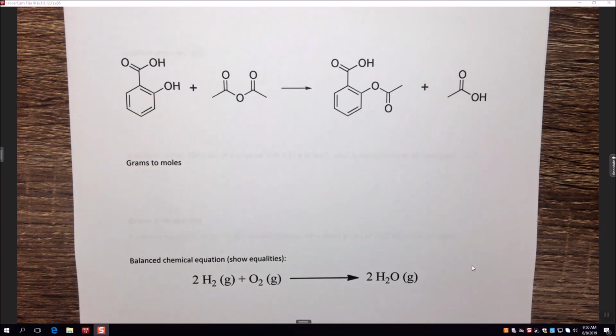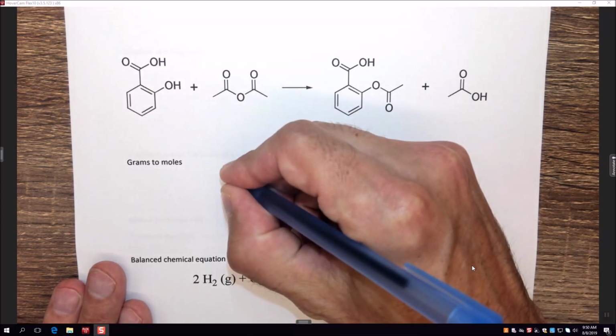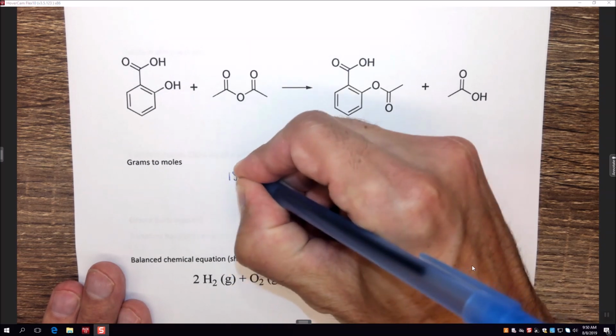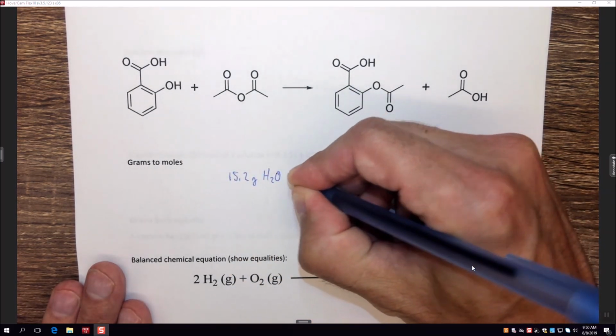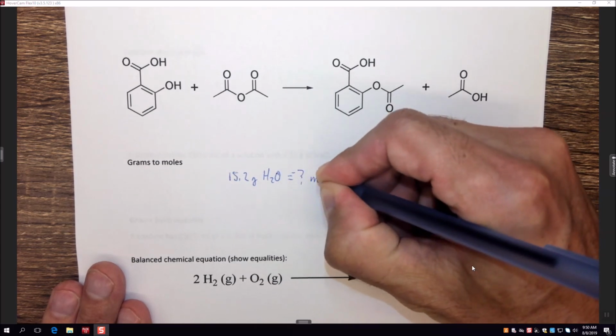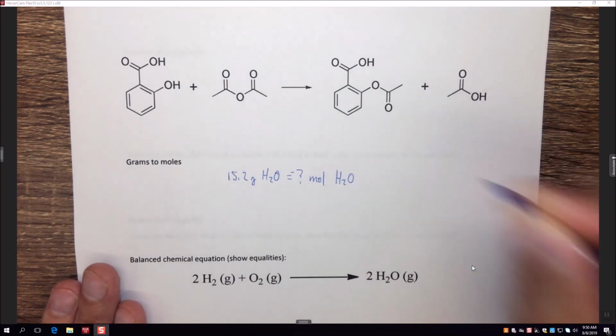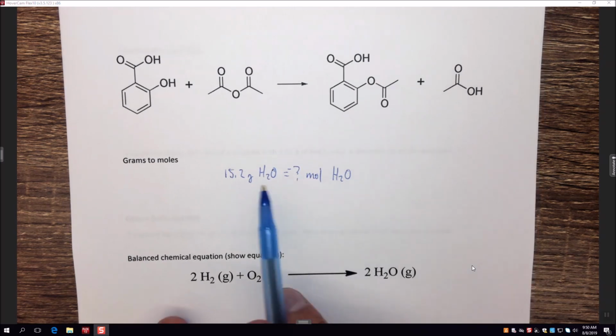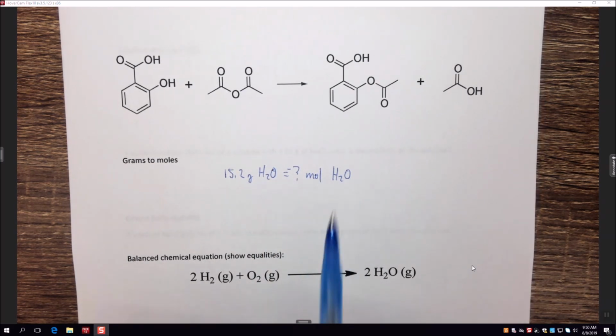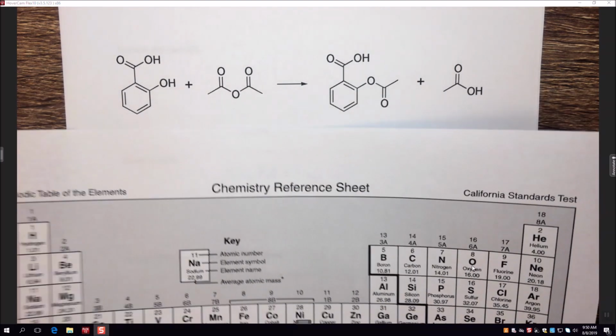So the first thing we need to be able to do in stoichiometry is convert from grams to moles. So I'm going to take an example where I have 15.2 grams of water, and I want to know how many moles of water I can make. To do this, we're going to use a process called dimensional analysis. In dimensional analysis, we need an equality between grams of water and moles of water. And that's where the periodic table comes in.